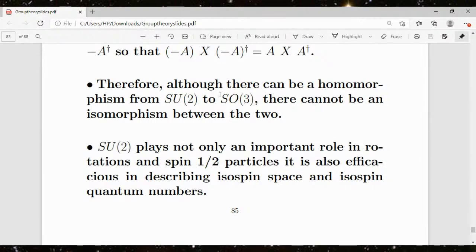But SU2 also plays a very important role in nuclear physics and particle physics. In particular, as you know, neutron and protons, although they have different electric charge, as far as the strong interaction is concerned, behave approximately in an identical fashion, and therefore the neutron and proton are described by isospin quantum numbers. So the isospin degree of freedom is also described by the SU2 group.